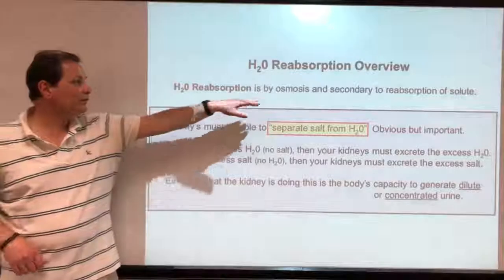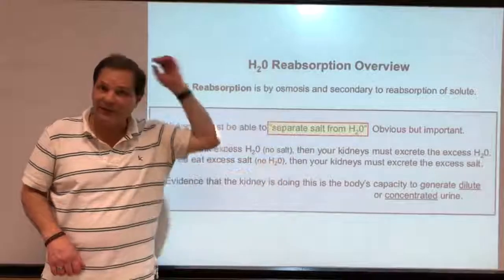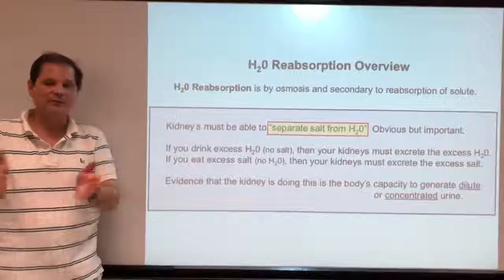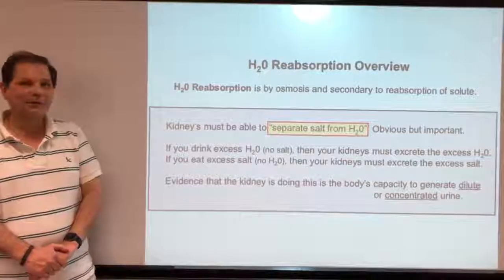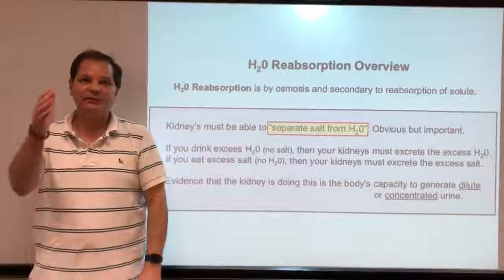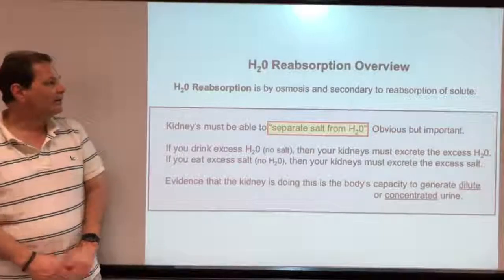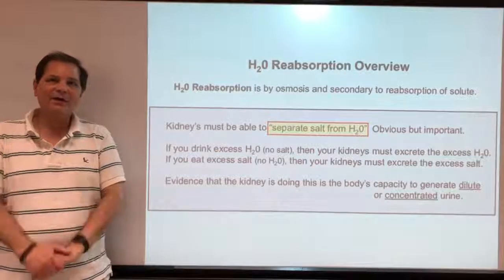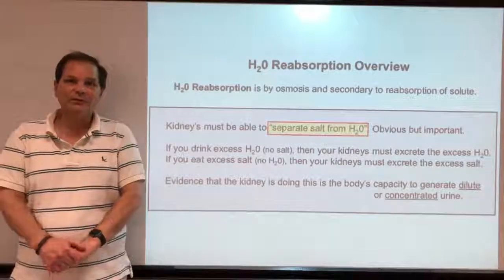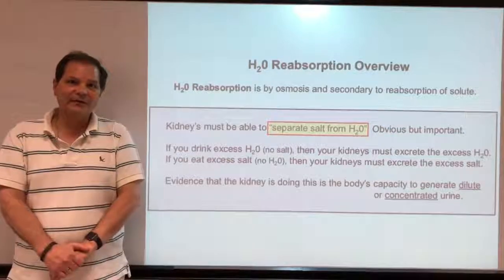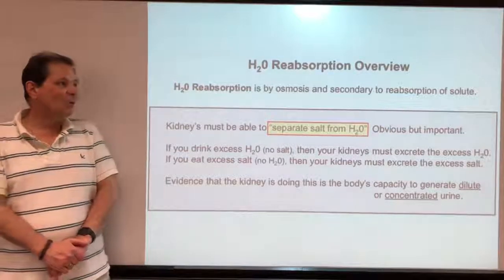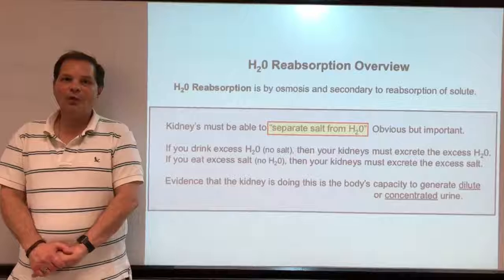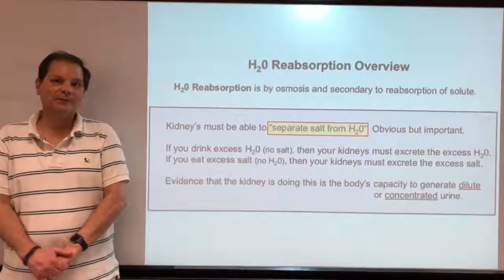So just as an overview, just to remind you, water reabsorption takes place secondary to osmosis. You need a water gradient in order for water to diffuse. So high osmolarity means low water concentration. Water diffuses from low osmolarity to high osmolarity. When you reabsorb solute, you create a higher osmolarity on the interstitial side of the epithelium. And so water will naturally follow the solute and diffuse down its gradient. And that is what drives water reabsorption everywhere in the nephron, okay?